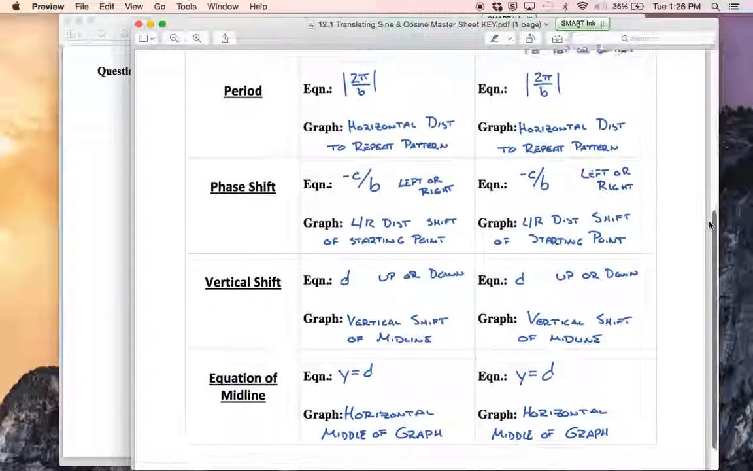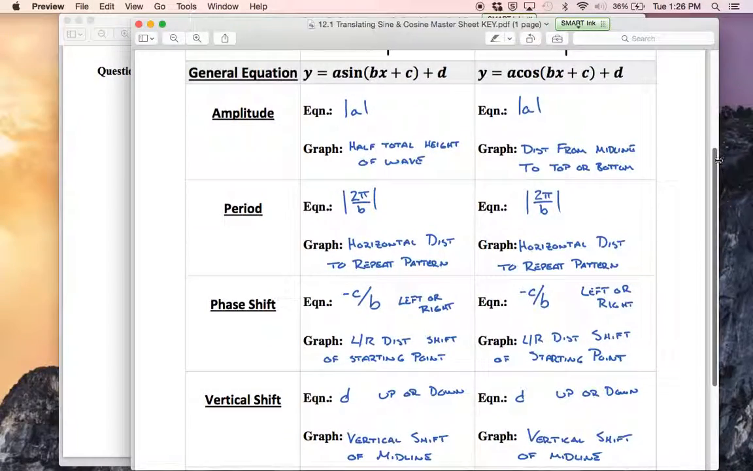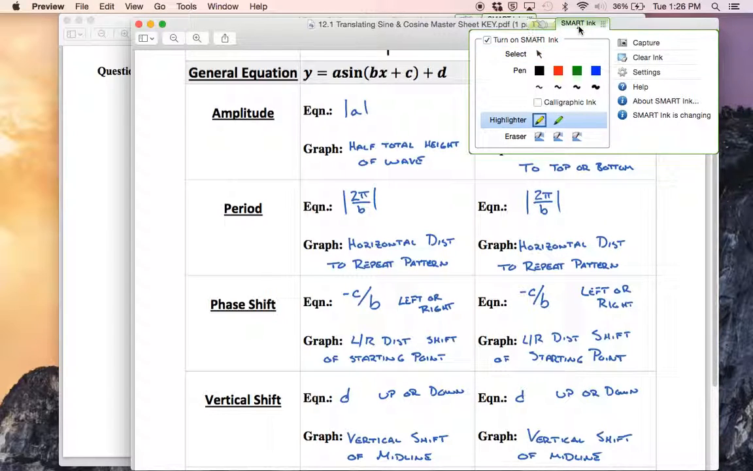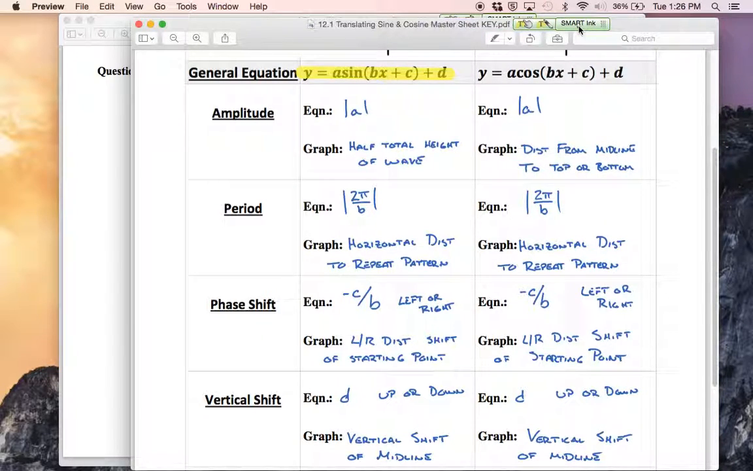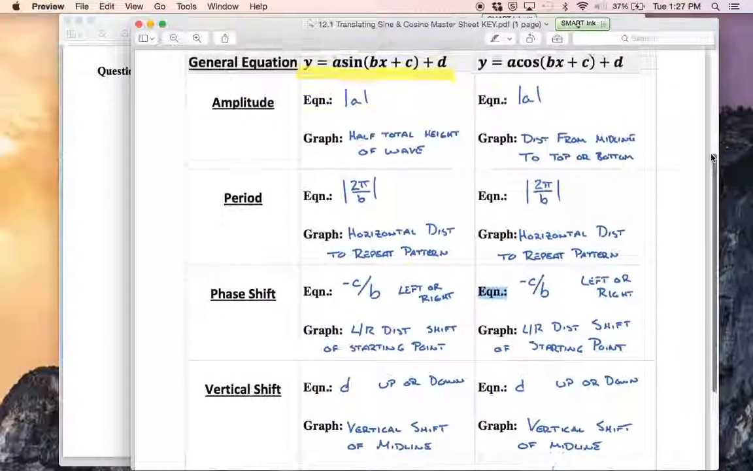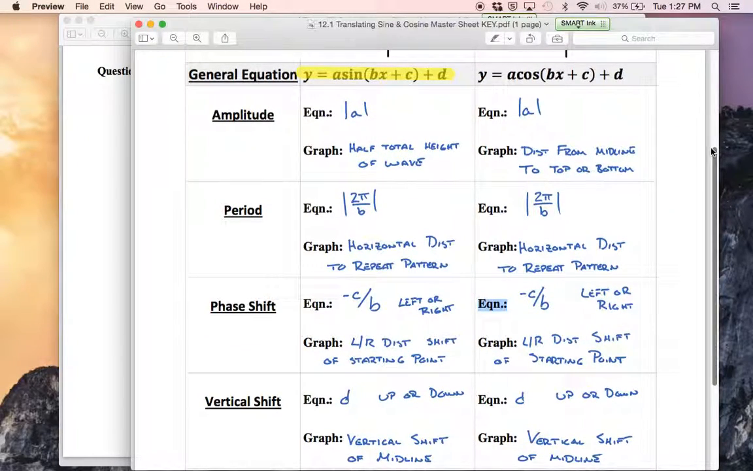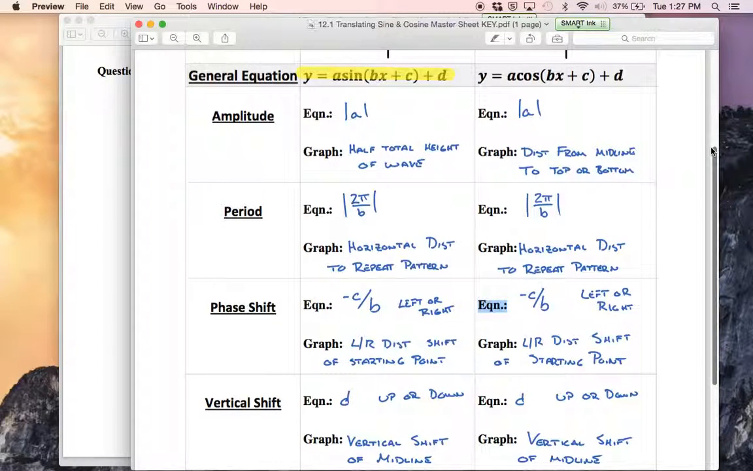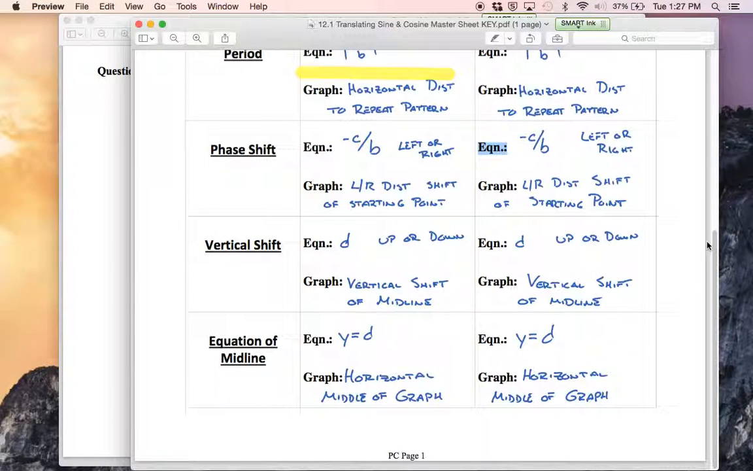And remember that we're referring back to this equation up here. So a, b, c, d. It shifts it up or shifts it down. And same thing for cosine. For your equation of your midline, it's always y equals, and whatever the value of d was. Okay, remember the difference between the equation of a midline and the vertical shift. An equation of a midline is y equals whatever. And the vertical shift is just that quantity, that number.